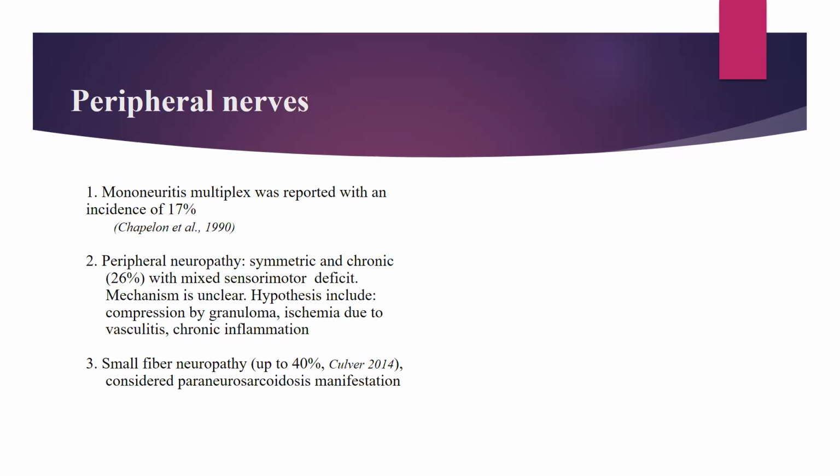Sometimes peripheral nerve can be affected asymmetrically and could be due to a vasculitic process of the nerve, so-called mononeuritis multiplex. Small fibers can also be affected, and this is reported in patients with sarcoidosis. Contemporary studies actually consider it a paraneurosarcoidosis manifestation because there is no clear evidence that it is directly related to granuloma infiltration.